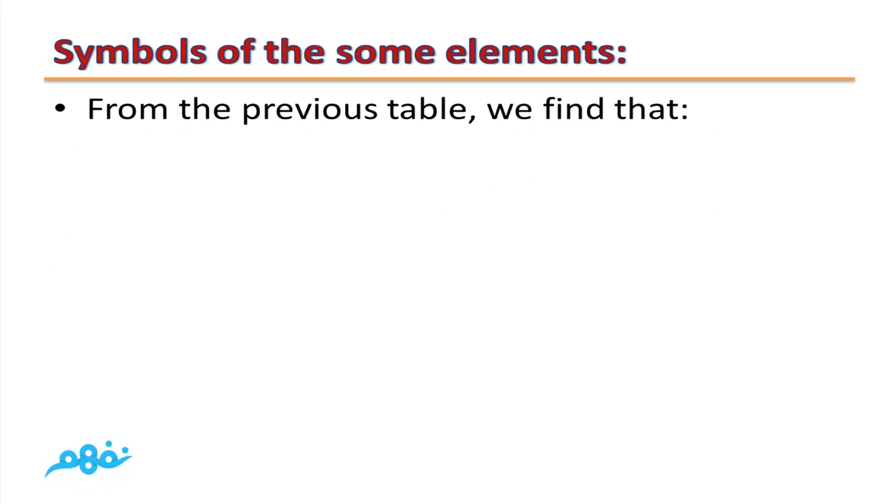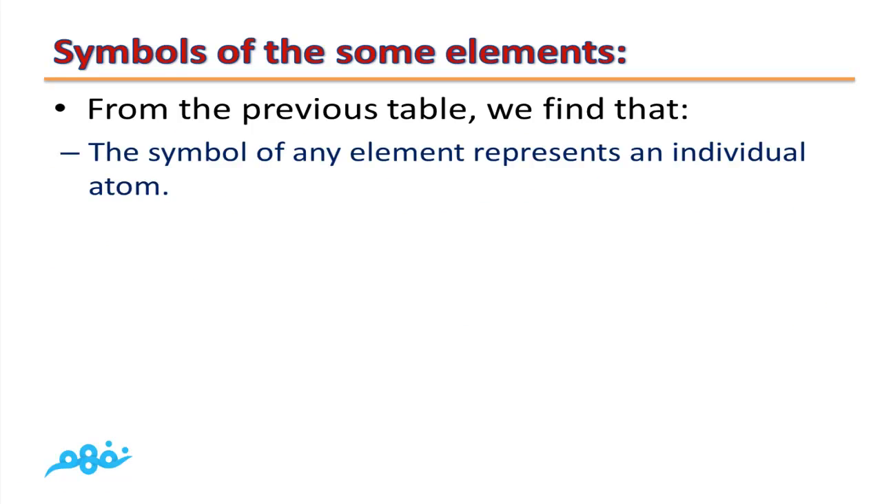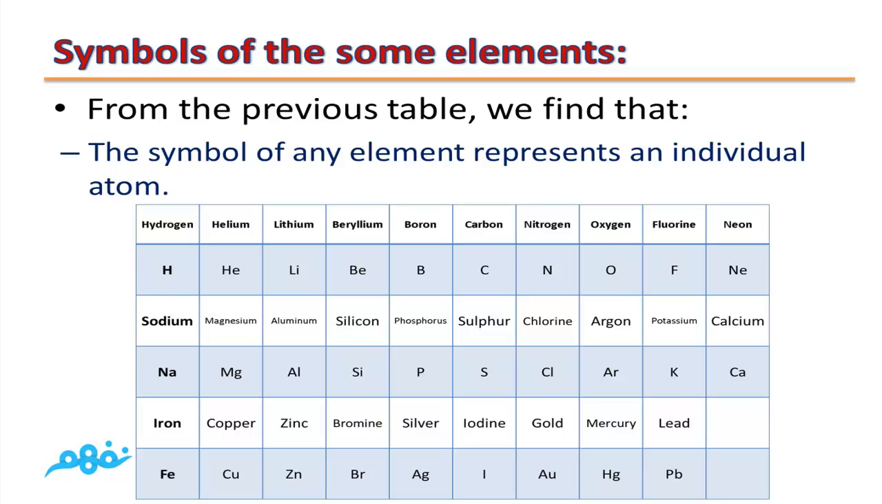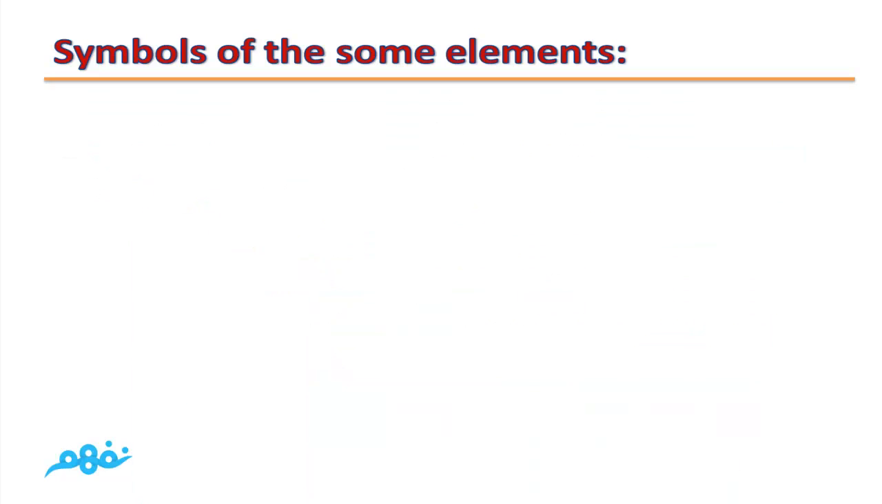From the previous table we find that the symbol of any element represents only an individual atom. It represents only one atom. For example, hydrogen, H, only represents one hydrogen atom. Lithium, one lithium atom. Silver, one silver atom. Potassium, one potassium atom. Sodium, one sodium atom, and so on.